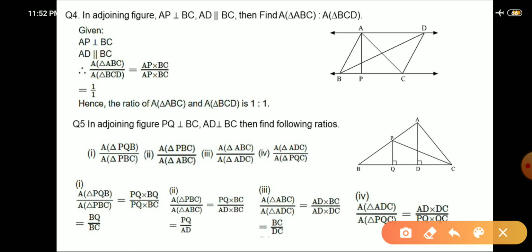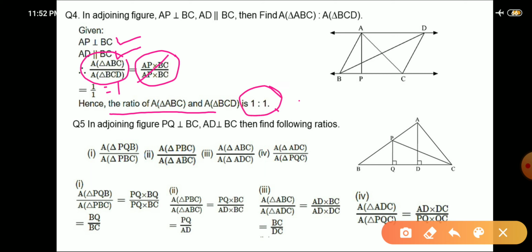Here AP is perpendicular to BC and AD is parallel to BC. From the statement we can say that the ratio of the areas of these two triangles is equal to the ratio of the product of their corresponding heights and bases, and the heights and bases of these two triangles are congruent, or equal. Therefore they get cancelled, and finally we get the result equals 1. Hence the ratio of these two triangles, triangle ABC and triangle BCD, is 1 is to 1, that is 1.